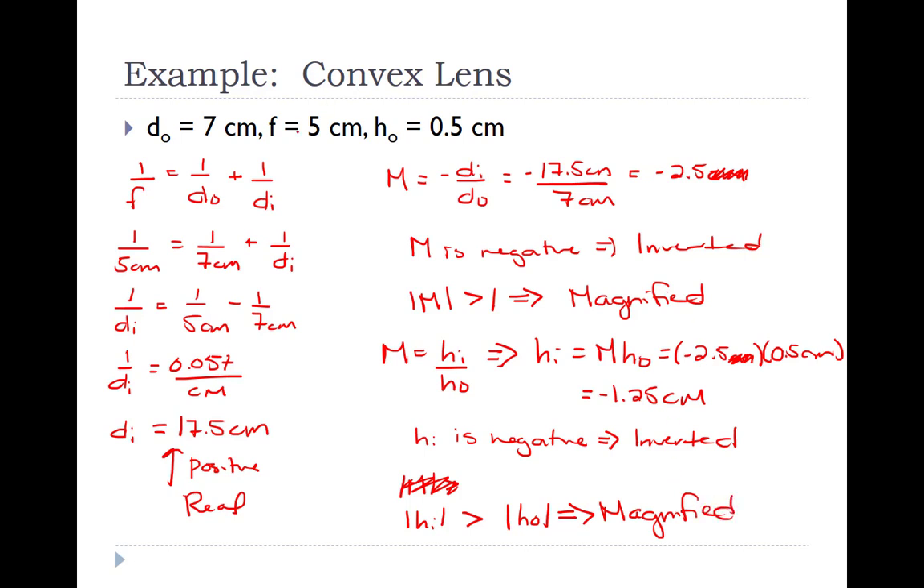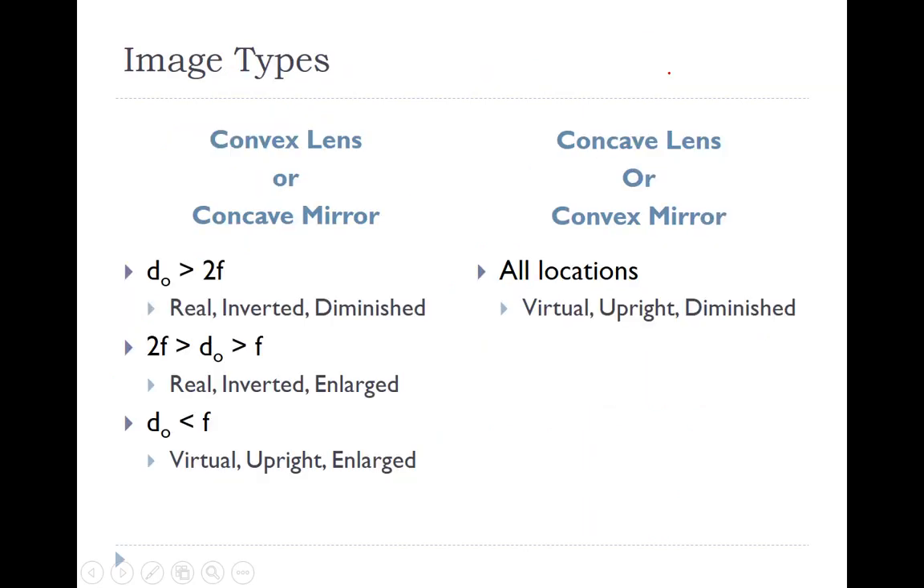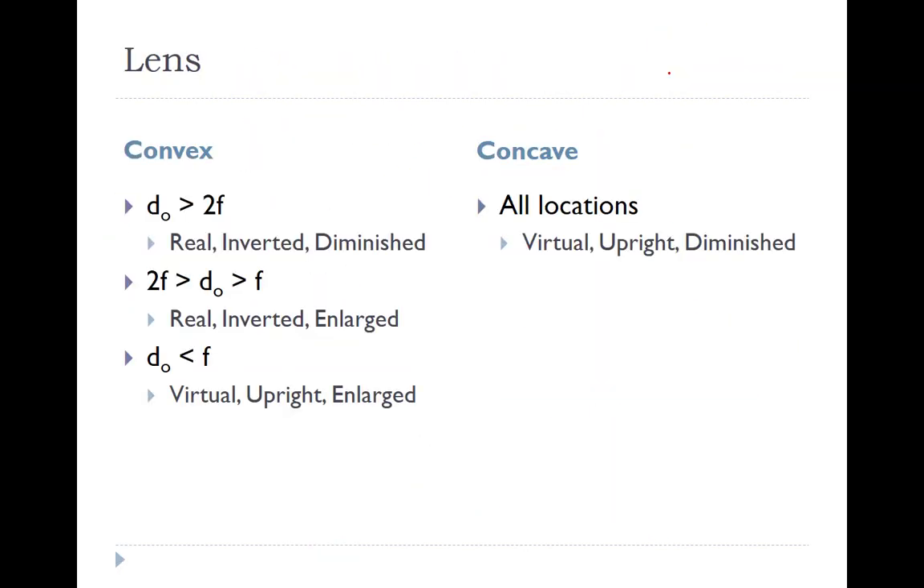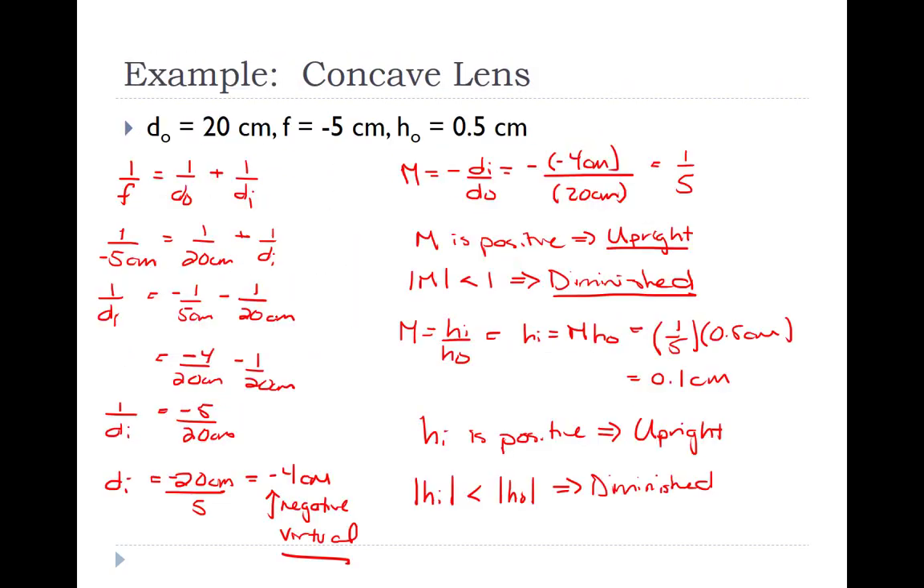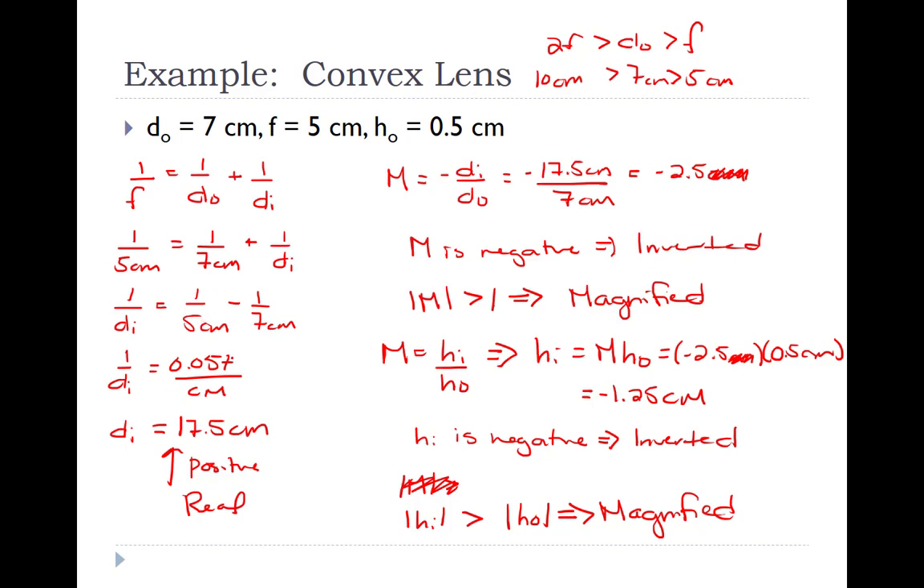Okay, now let's come up here really quick. I see that f is 5 centimeters and 2f would be 10 centimeters. And my object is right in between those. Okay. Going back to here, when the object for a convex lens is between 2f and f, I get a real, inverted, enlarged, or magnified image, which is exactly what I saw here. It is real, it is inverted, and it is magnified.